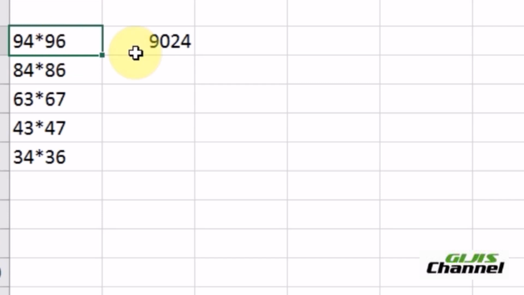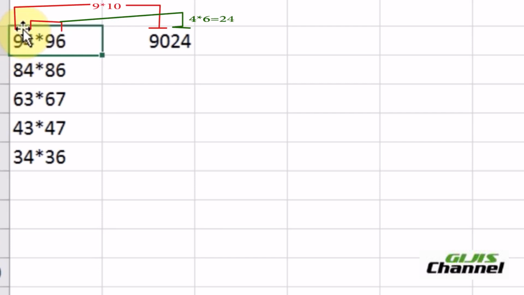If you want to multiply any numbers like this, it's very easy. Take the first number, 9. The next number after 9 is 10. Multiply those numbers. So 9 times 10 equals 90. And then multiply these two numbers, the 4 and 6, which is equal to 24.